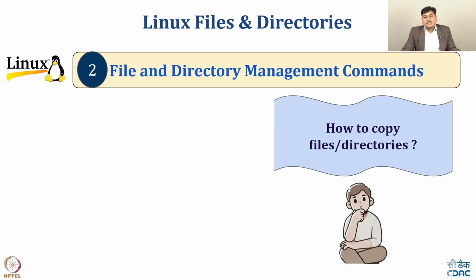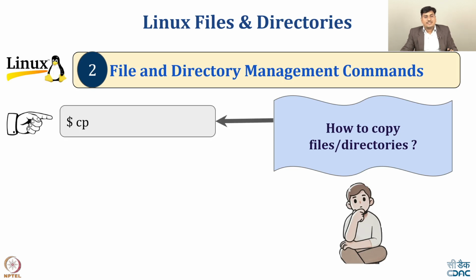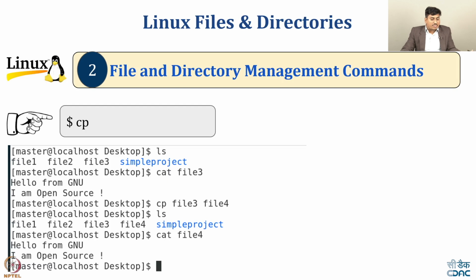Now let us see, if there is a file or a directory, how we can copy the content of one file to another file, or one directory to another directory. For that there is a command called cp. With the cp command you can copy the content of a file, or create another instance of that particular file or directory. Let us take an example of it.